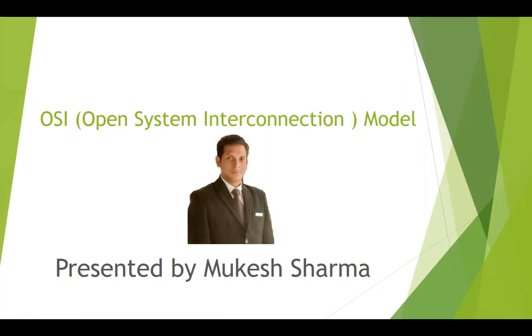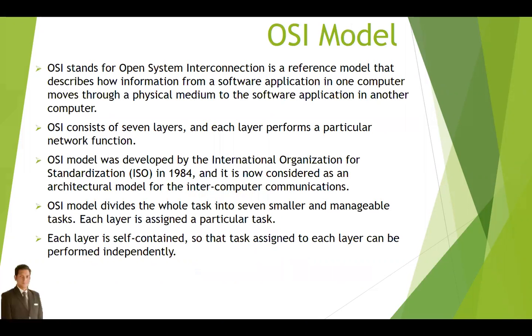OSI model. OSI stands for Open System Interconnection, a reference model that describes how information from a software application in one computer moves through a physical medium to the software application in another computer. OSI consists of 7 layers, and each layer performs particular network functions.